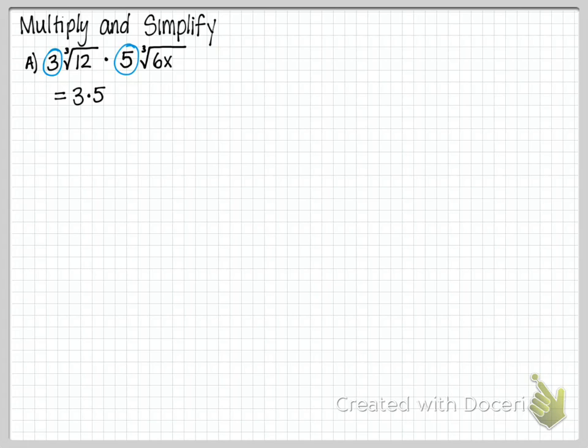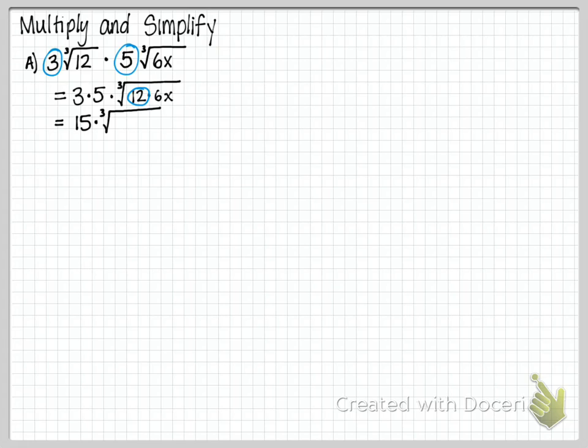So first of all, the way I worked it out is I've got the outside, I have this 3 and 5, so I know I'm going to be multiplying those together. And then both of those radicals have to have the same index, by the way. The rule was the indexes were the same, and these are both cube roots, so I put them all under one radical symbol with cube root, and we have 12 times 6x. Now we can multiply the 3 times the 5, but what's underneath that radical now?